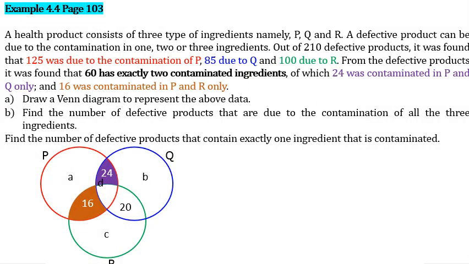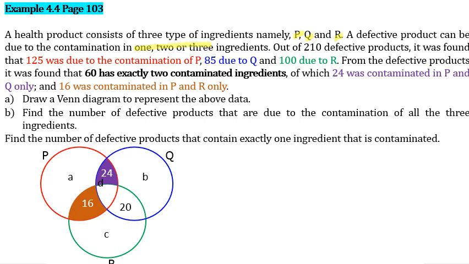Next, example 4.4, page 103. Okay, read the example question. A health product consists of 3 types of ingredient, namely P, Q, and R. Okay, we have P, Q, and R. A defective product can be due to the contamination in 1 or 2 or 3 ingredients.